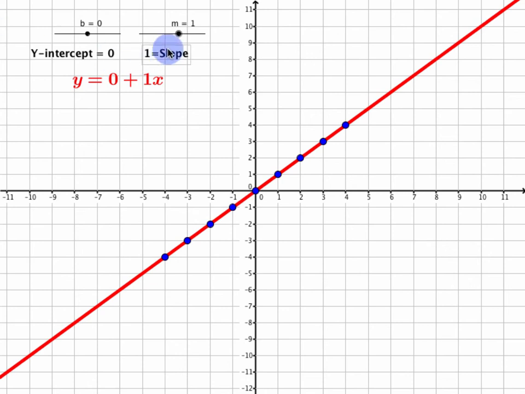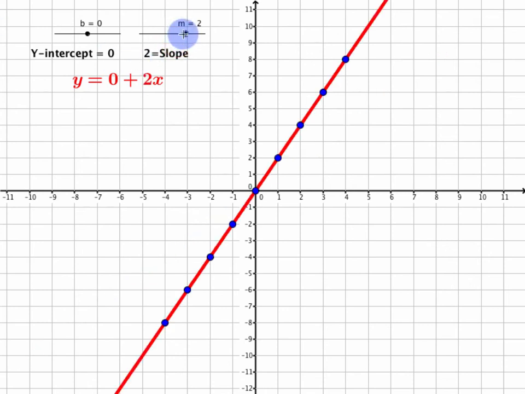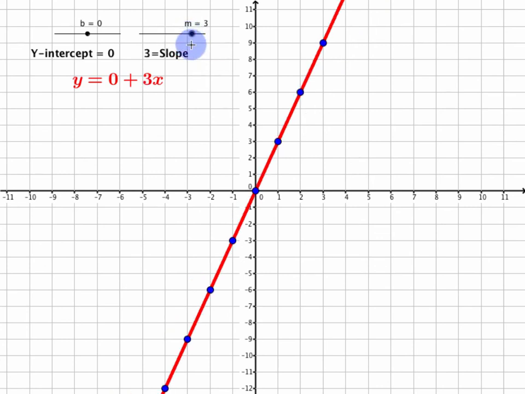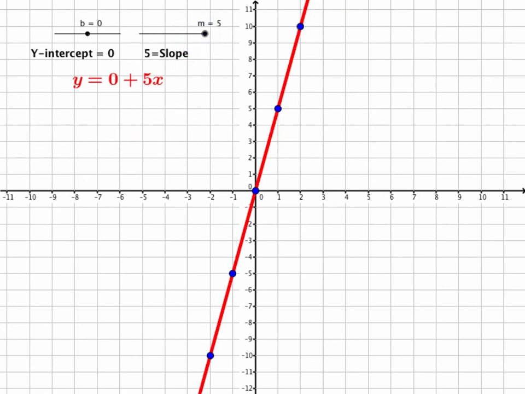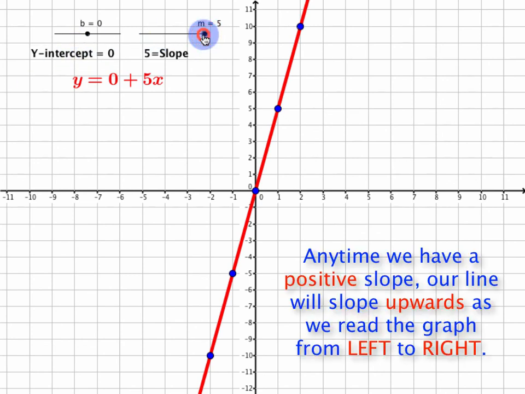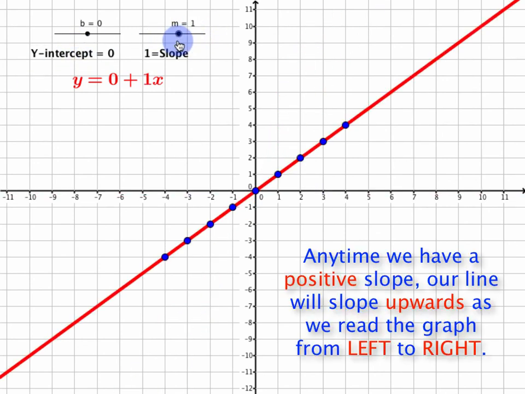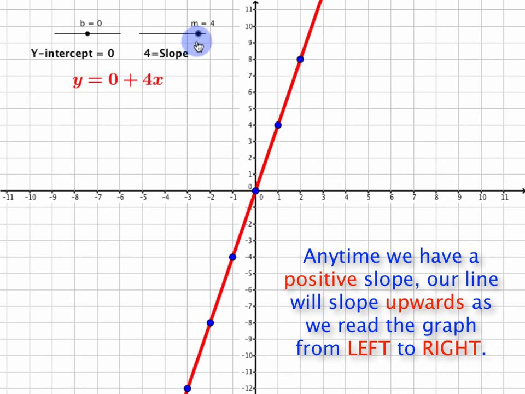Now if we change the slope to 2, you can see how that changes the graph. Every 1 unit we go to the right, we go up 2 units. If we change the slope to 3, you can see how that changes the graph. If we change the slope to 4, you can see how it changes the graph, and of course 5. Now we have the same y-intercept, but for every 1 unit we go to the right, we now go up 5 units. And you can see that anytime we have a positive slope, our graph is going to go up as we read it from left to right.